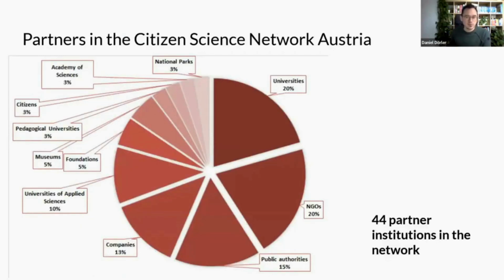I already spoke about the Citizen Science Network Austria. This is a quite diverse network. So we have a lot of universities in the network, of course, and also NGOs and public authorities and companies, but also smaller organizations like small museums, also foundations, or national parks are part of the network. And in the network, we really want to exchange our experience and our knowledge on citizen science, and increase and strengthen the quality of citizen science in Austria.